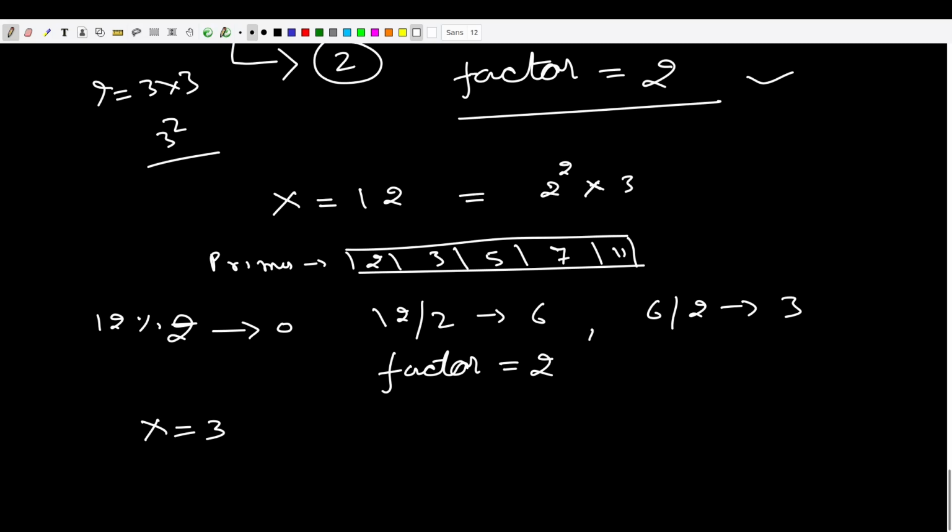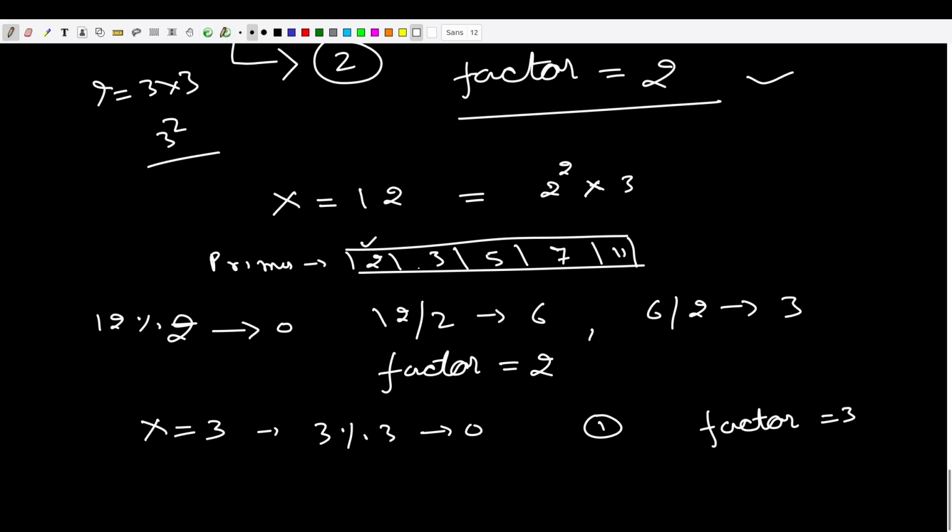So now the x has been reduced to 3, and we will see. We have operated on 2, now we will move on to 3. We will check whether 3 divides 3 or not. 3 divides 3, so clearly this is possible, and 3 divides 3 just one time, right? So that is why the factor variable will be increased to 3.